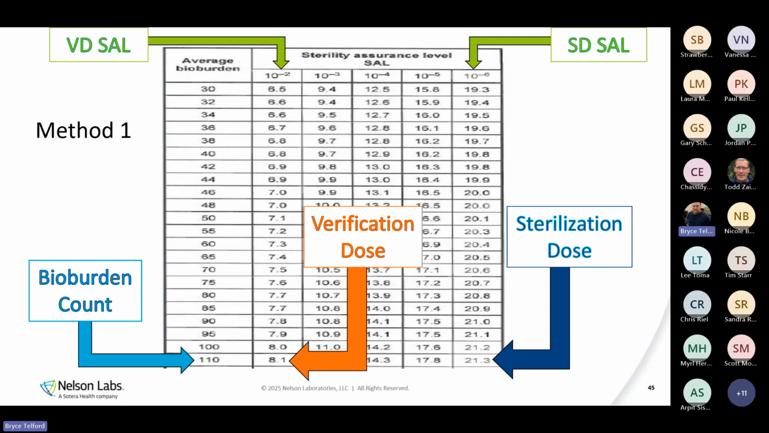Now, the verification dose does not exactly match up, because for VD max, our verification dose is a 10 to the minus 1 SAL, so we're testing 10 samples. For method 1, our verification dose is a 10 to the minus 2 SAL, so we're testing 100 samples. So that's part of the trade-off: we are testing 100 samples, 10 times more samples for our test of sterility compared to VD max, in order to get that lower dose. So that is a bit of a trade-off there.